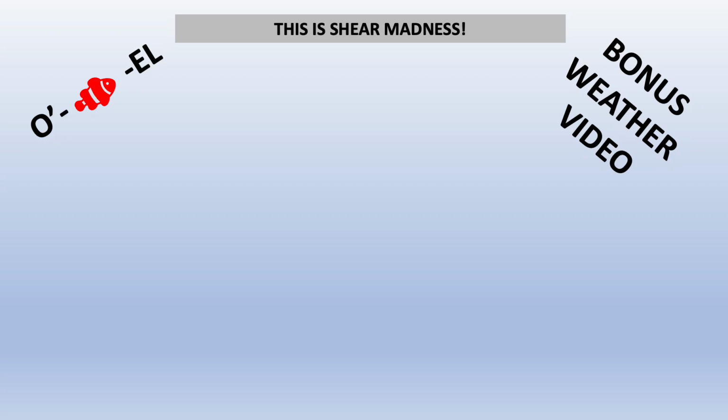Welcome to bonus weather video number 1 for this week, and we are going to be talking about some of the key ingredients for severe weather. One is wind shear and one is instability. We're going to start off with wind shear and use a tool called a hodograph to help us assess what the potential is for tornadoes in a given environment.